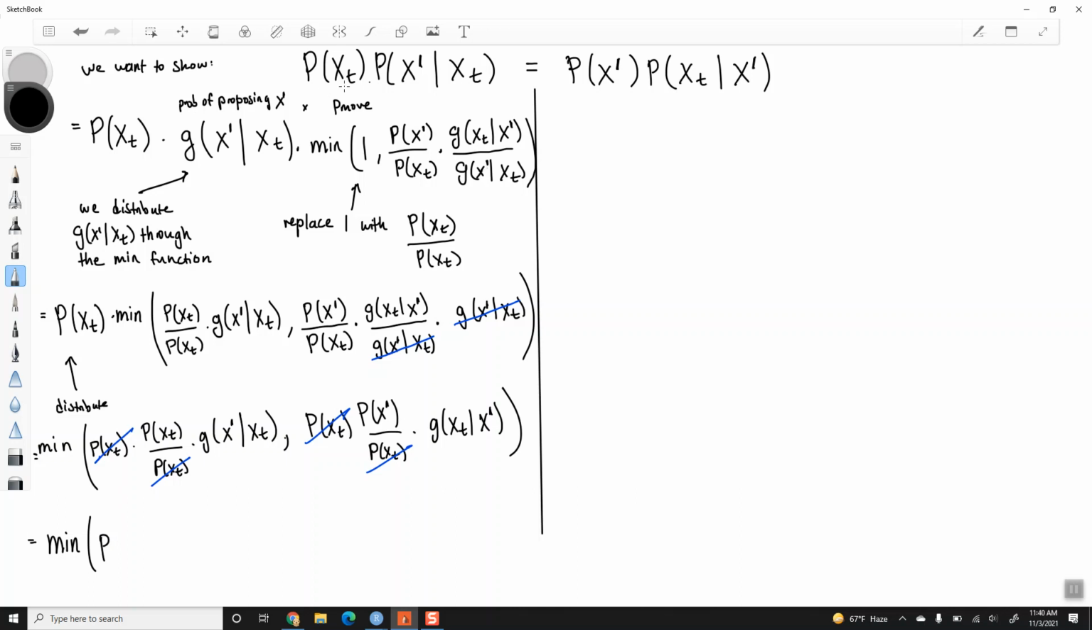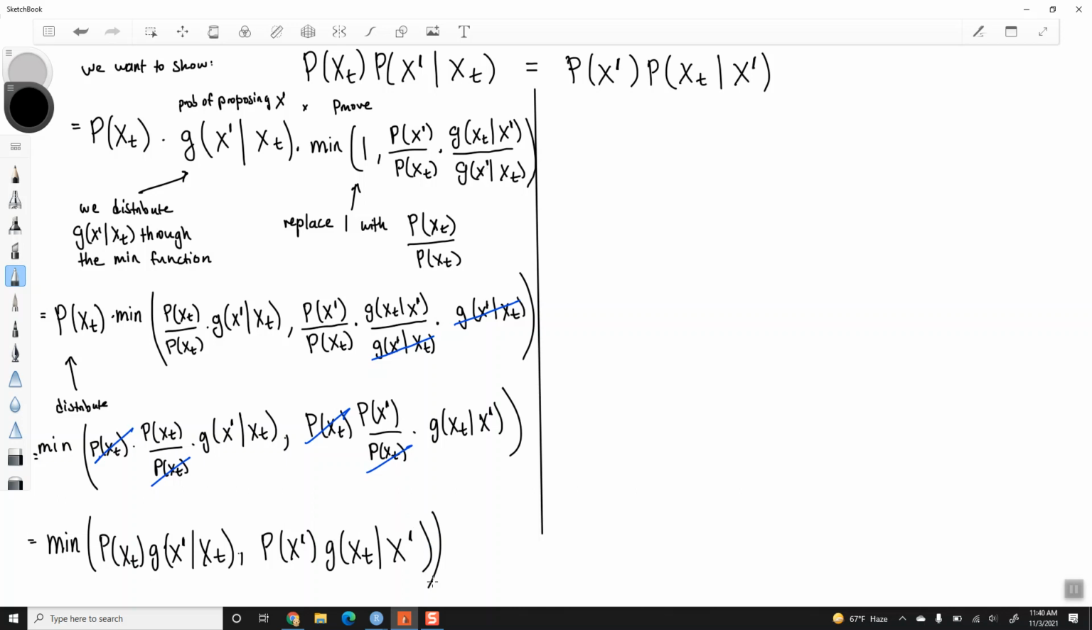the probability of going from xt to x prime given xt is going to be the minimum between p of xt times g of x prime given xt. This is the amount kind of flowing, versus p of x prime times g of xt given x prime. So, parentheses there. So I've got that.